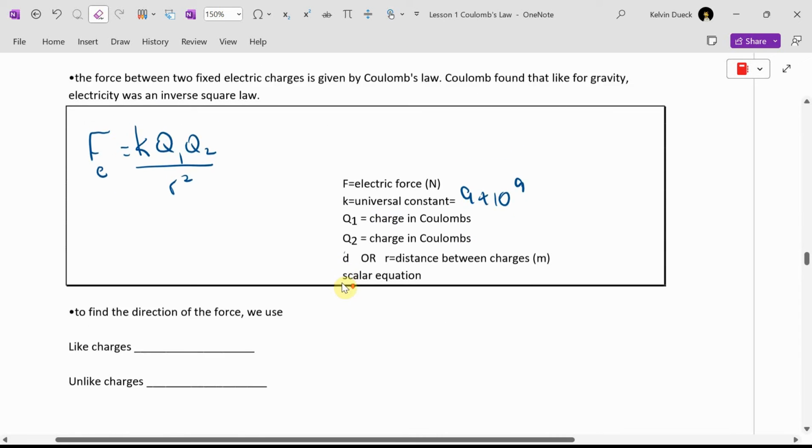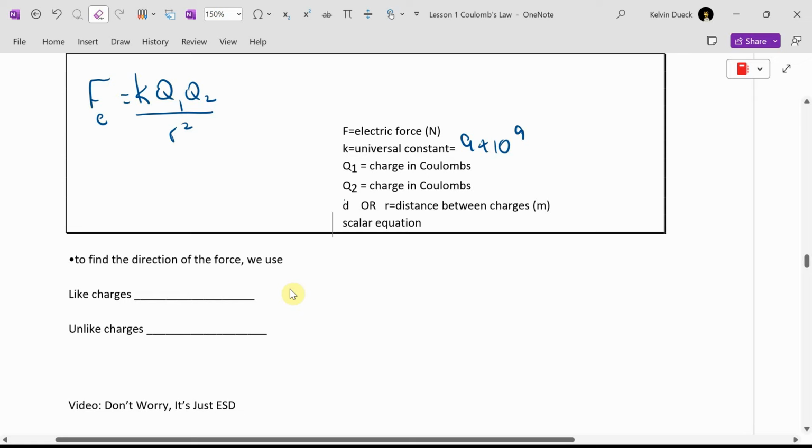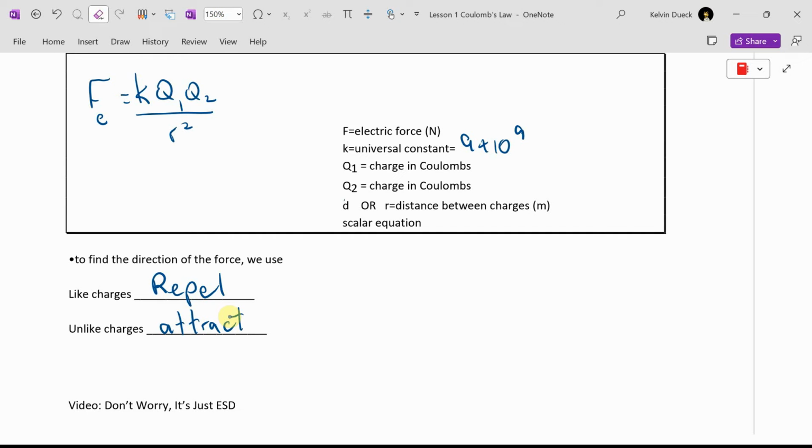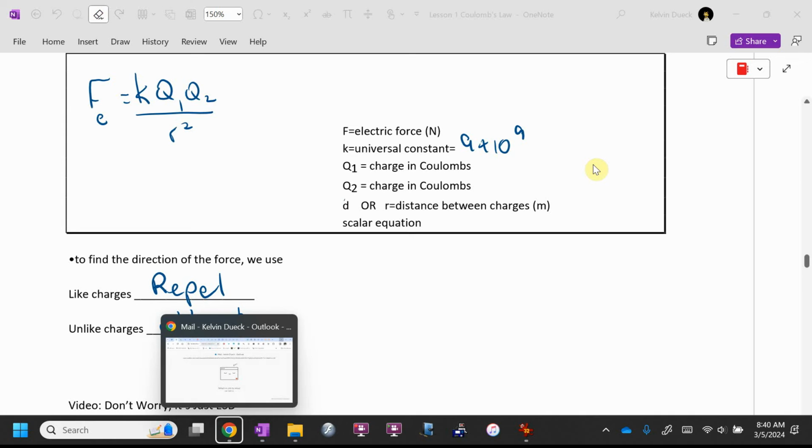Now, this is a scalar equation. To find the direction of the force, we're going to use: like charges repel, unlike charges attract. And in the right circumstances, you can have enough charge build up that it will jump to another object. If that involves a human, we call that getting a shock.